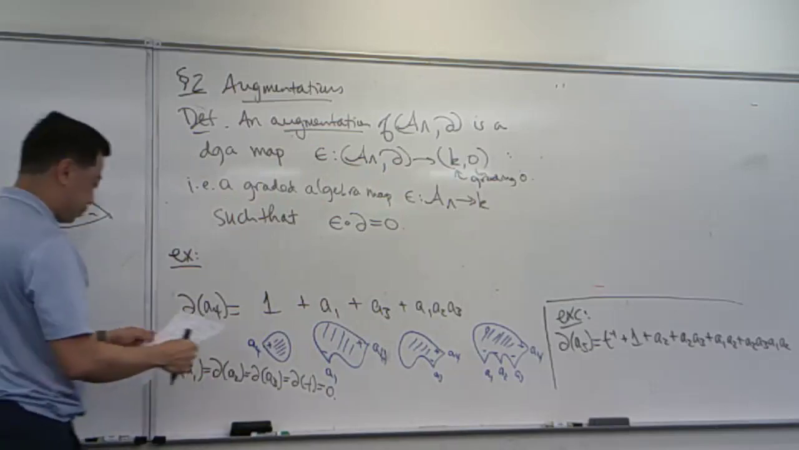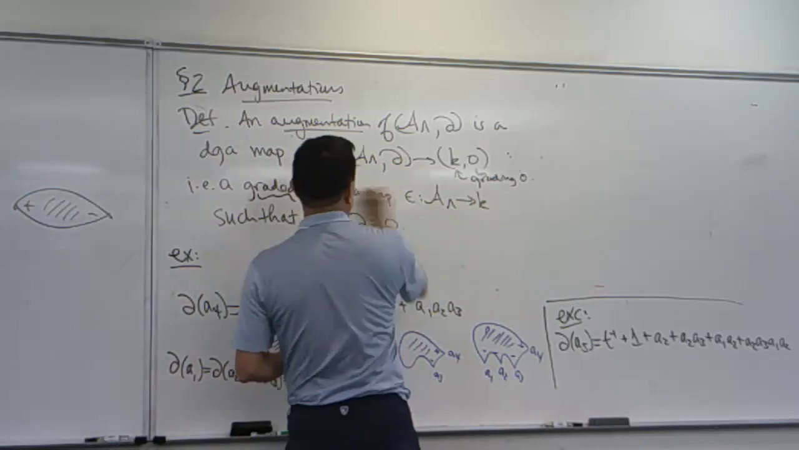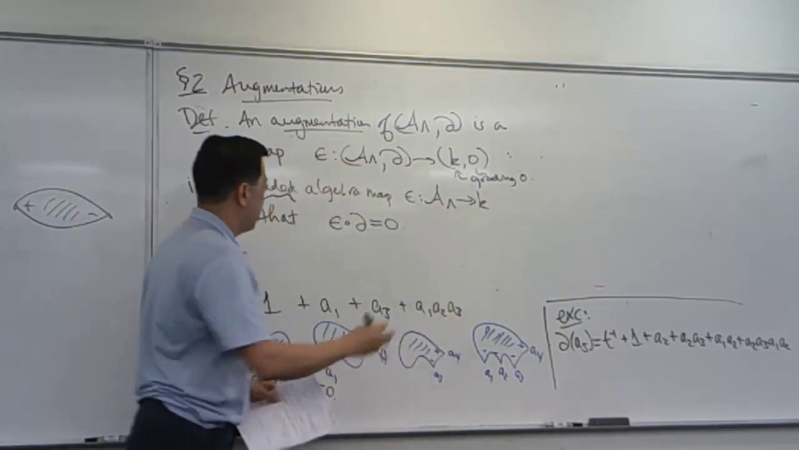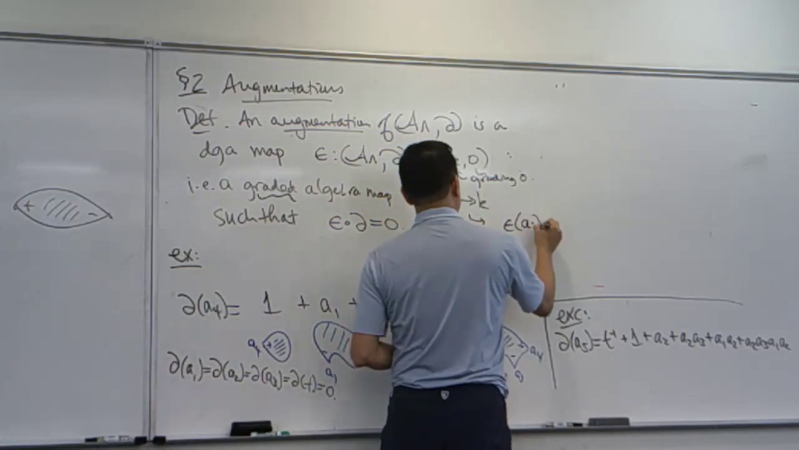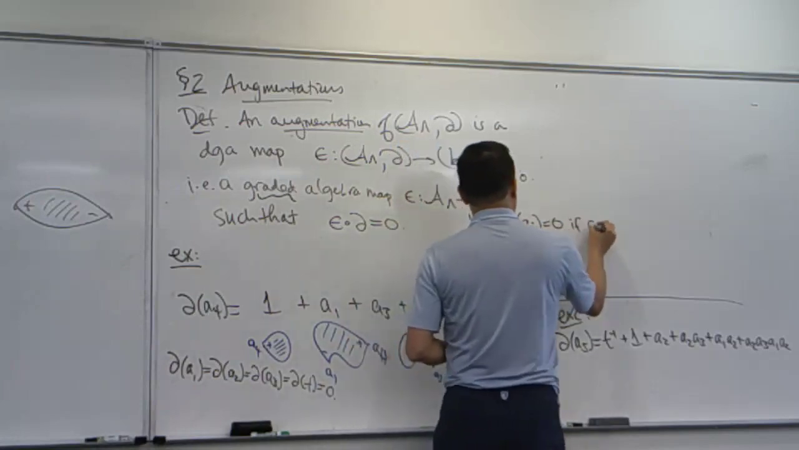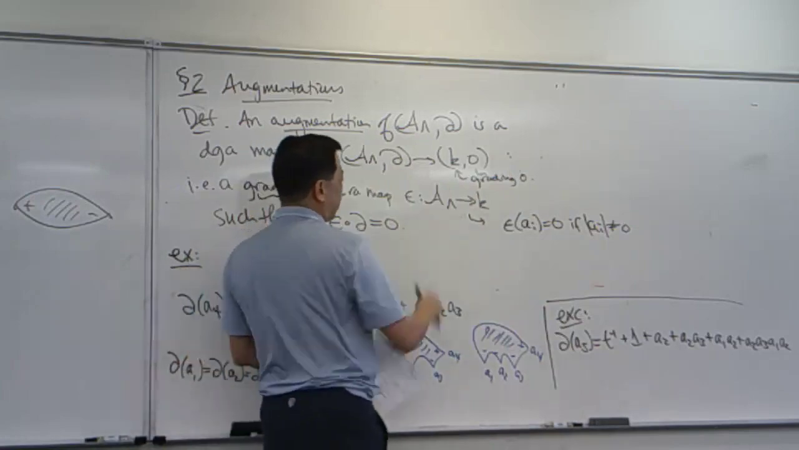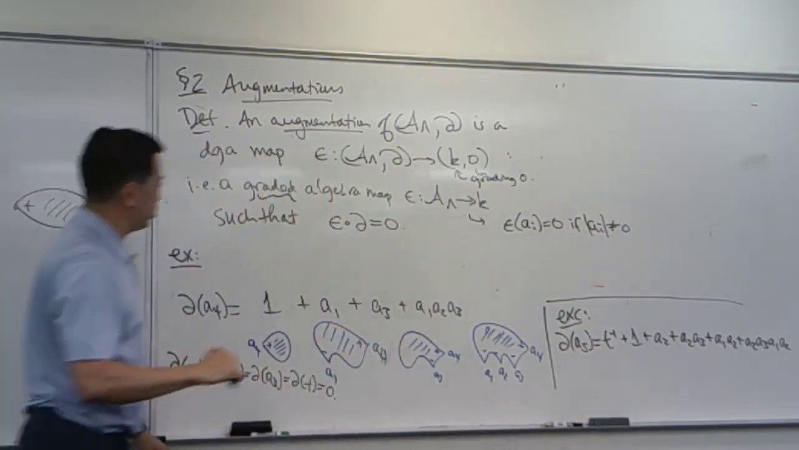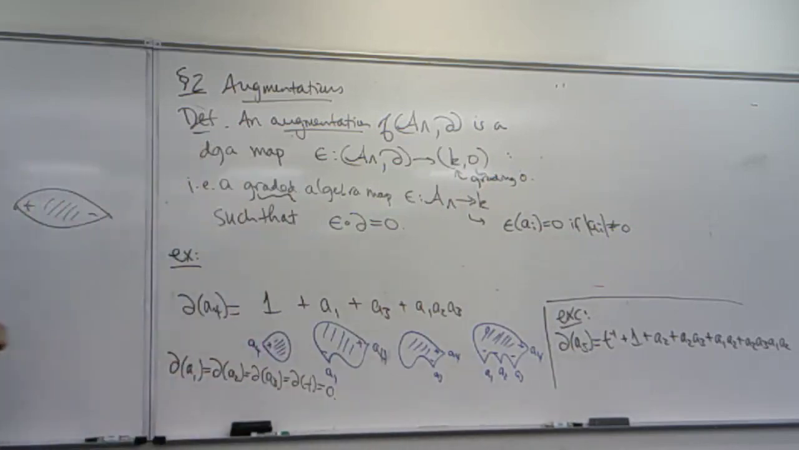And what does graded mean over here? So this means that epsilon of, for instance, a_i has to be 0 if a_i is in some grading that's not equal to 0. Just because K is completely in grading 0, so if this is going to be a graded map, then it has to send every generator of the algebra that's in non-zero grading to 0.